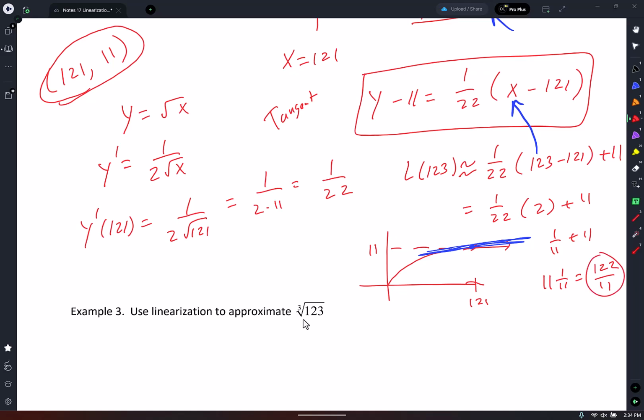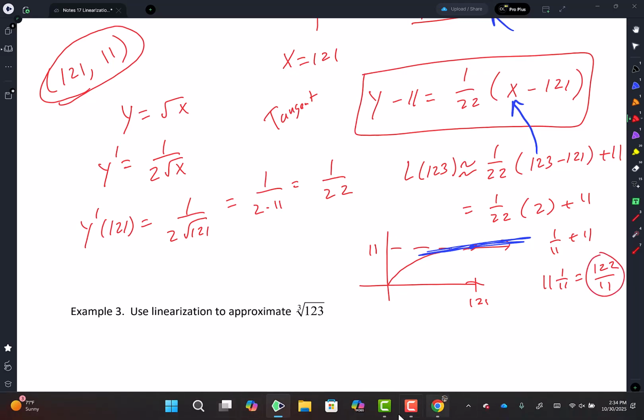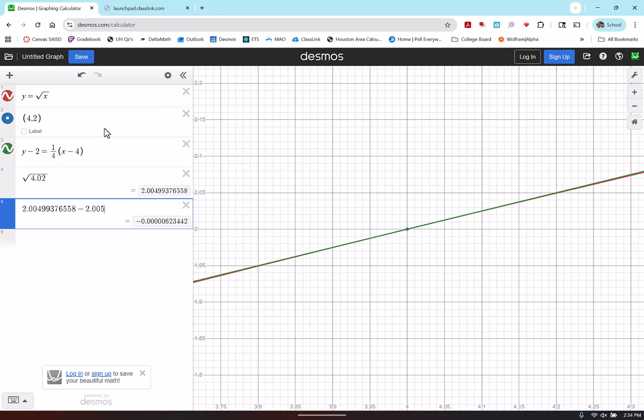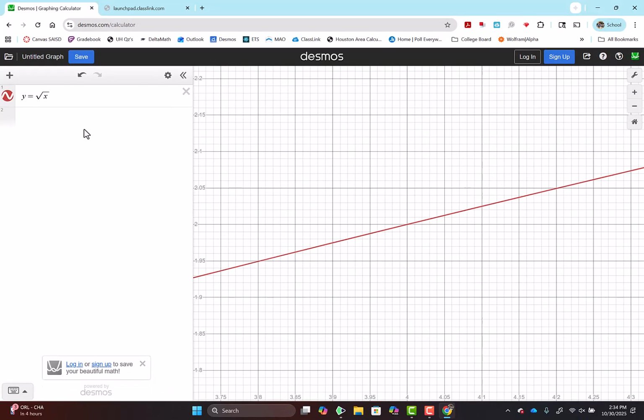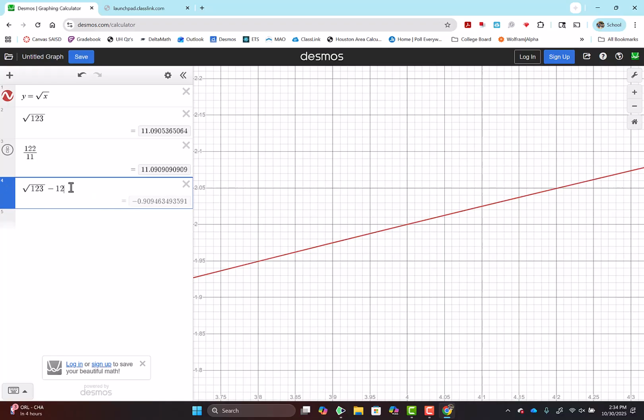Let's see what this number is. Let's see how close we are. Should I do it in decimals or on my calculator? Decimals? Okay. So what do they want? The square root of 123. So here's the real one. Let's see how good we got. 122 divided by 11. Look at that. Let's see how close that is. The square root of 123 minus 122 over 11. Look how close that is, guys.